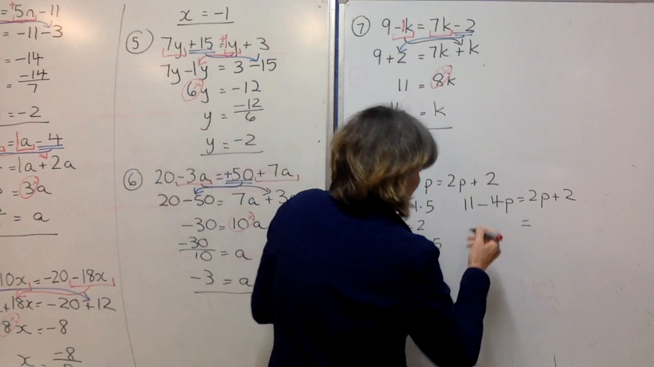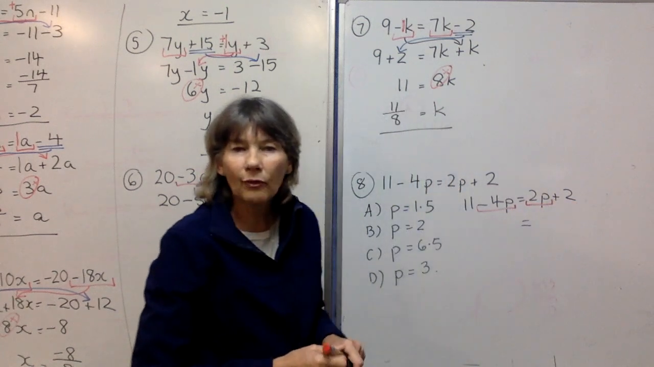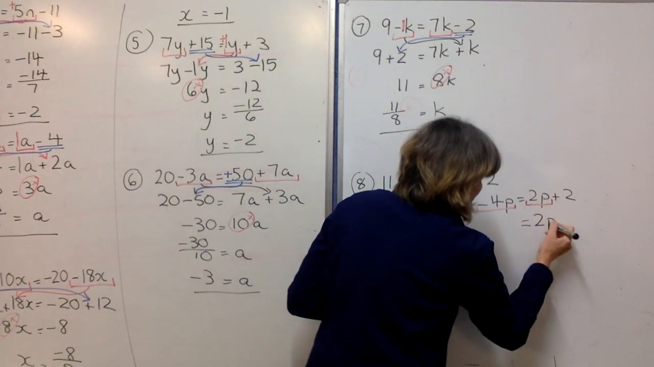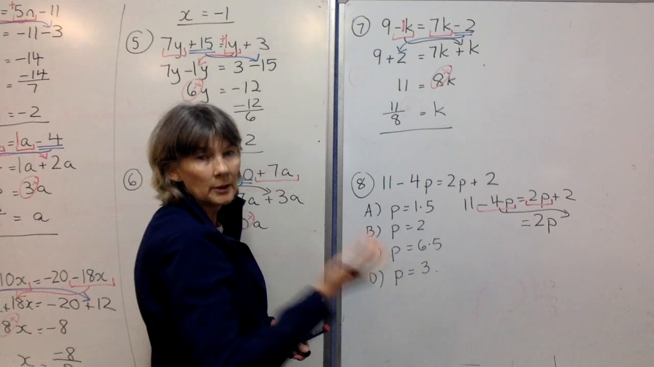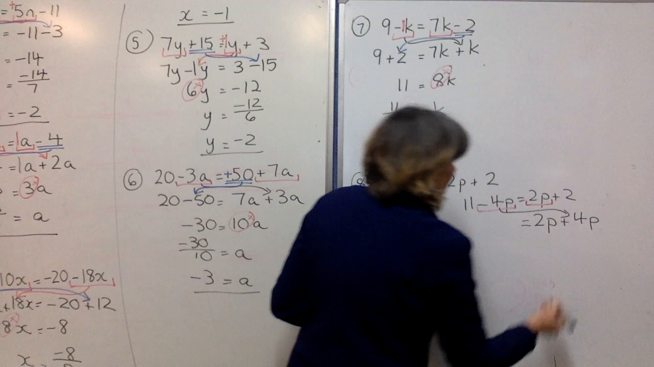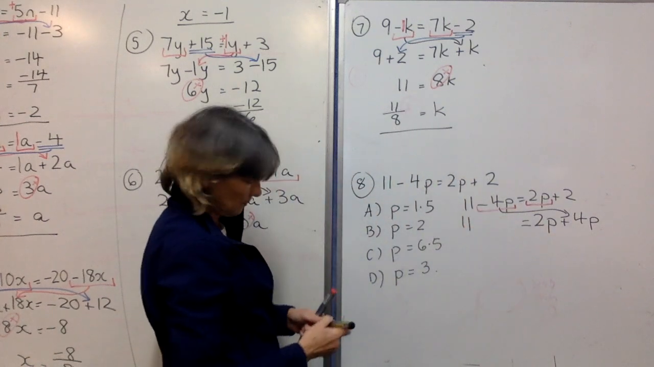Okay, so looking at our terms with the letters, what's bigger, minus 4 or 2? 2's bigger, so we keep the 2p. Minus 4p comes across. What do we do? Change the sign. So it's plus 4p. That means our numbers are on the left. Keep the 11 that's already there.